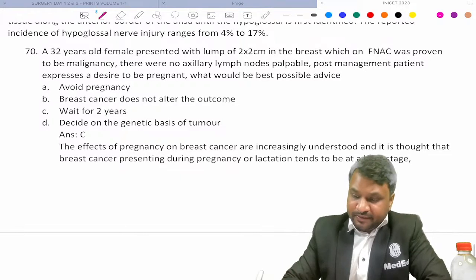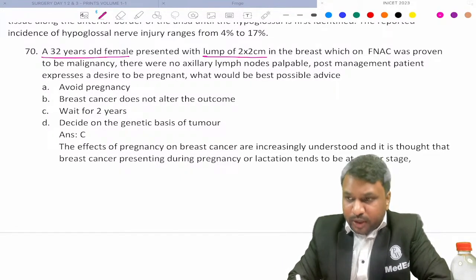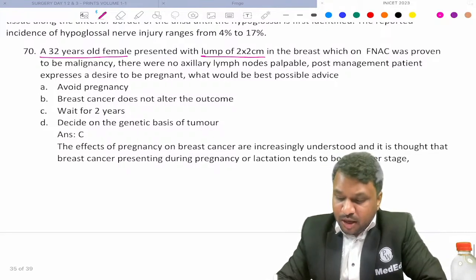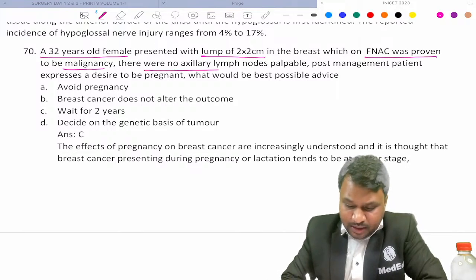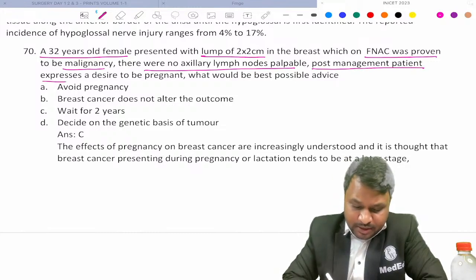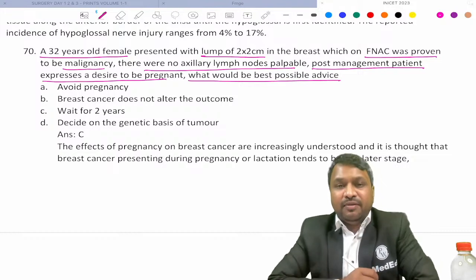Right, question number 70. A 32-year-old female with a lump of 2 by 2 centimeters in the breast, on FNAC proven to be malignancy. There were no axillary lymph nodes palpable. Post management, the patient expressed a desire to be pregnant. What should be the best possible advice?